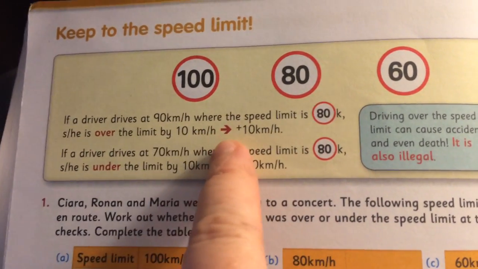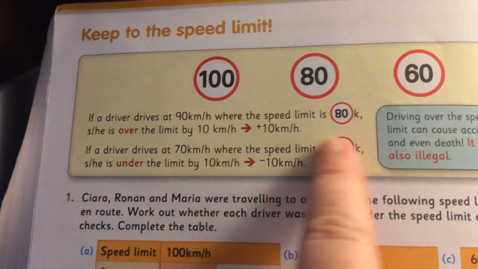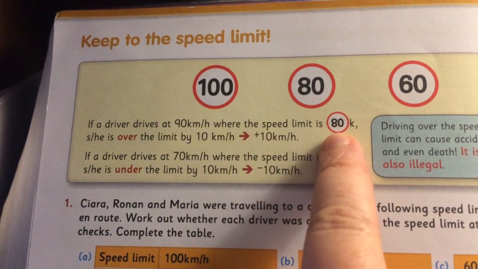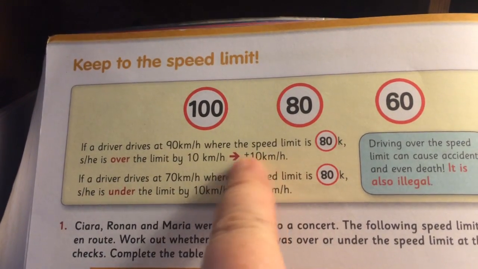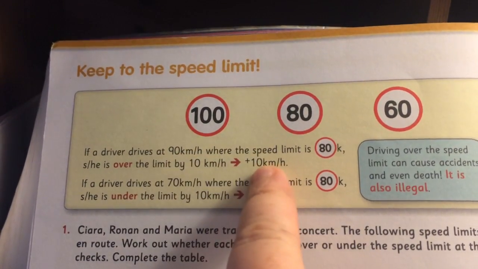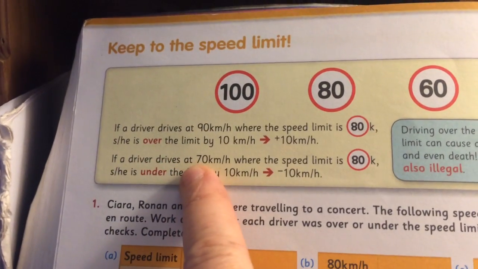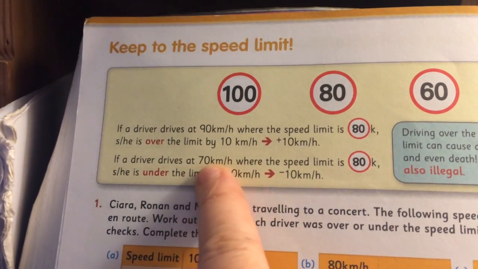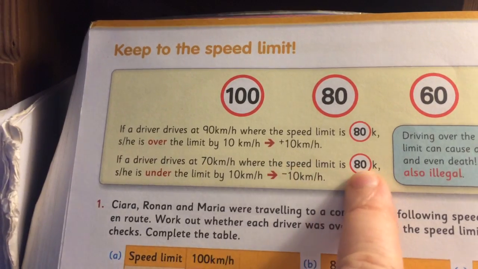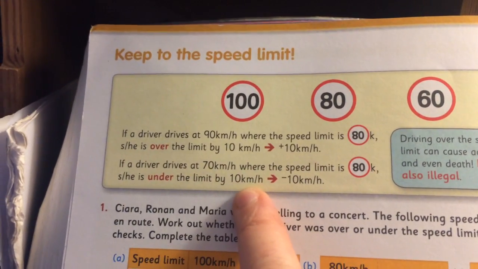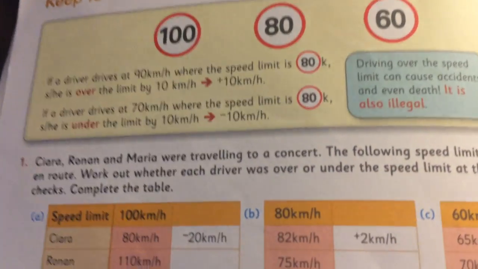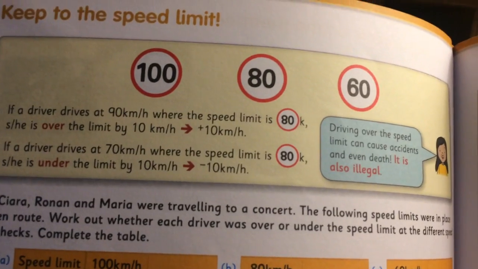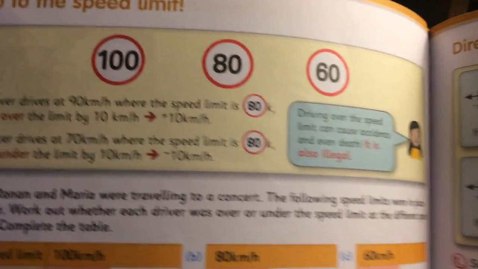So they're using 80 as the stable point in the middle. They're saying 80, and if she's driving 90, it's plus 10. If a driver drives at 70 kilometers where the limit is 80, then she's under the limit by 10 kilometers, which is minus 10 kilometers. So they're just talking about using a stable point other than 0.